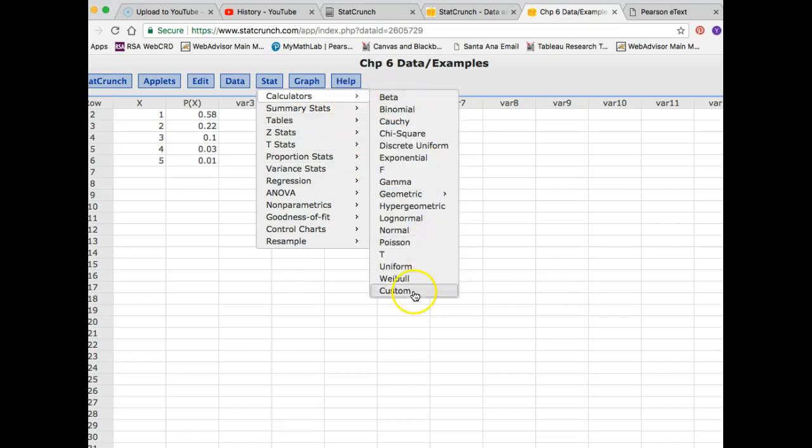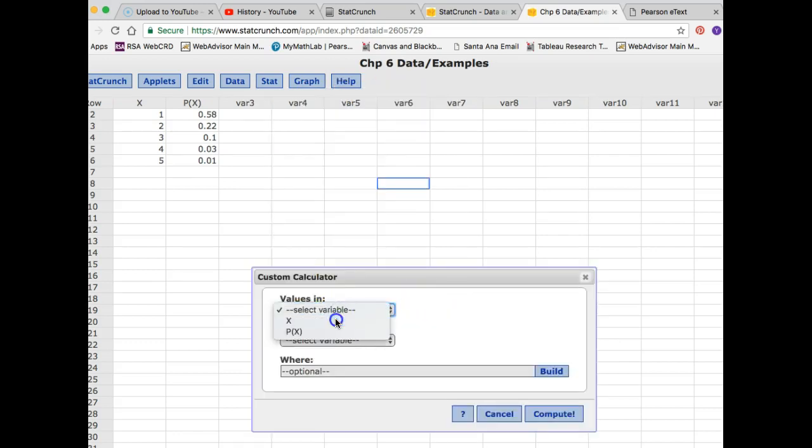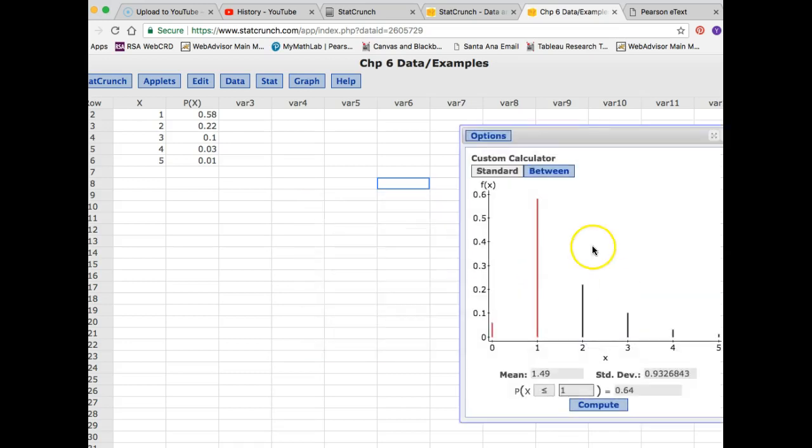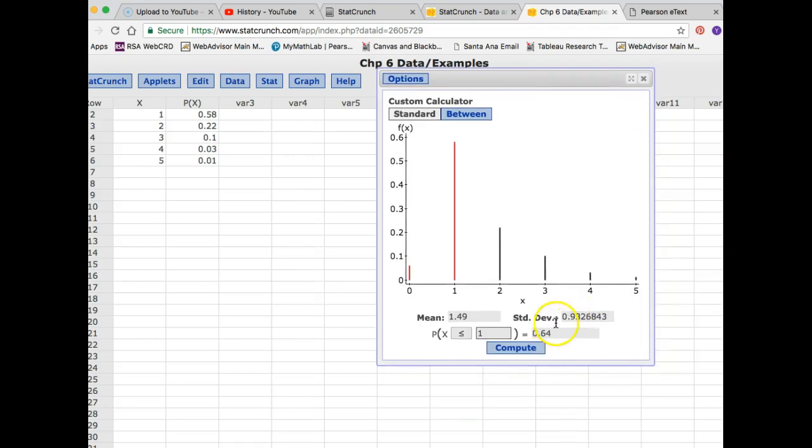Calculators, custom calculator. Variables are in X, weights are in P of X, and this is very similar to finding your grade point average, a relationship or group data. And then just compute. In this case, right here would be the mean of that. So we would expect people to watch 1.49 movies. Here's a standard deviation, which we're going to get in the next section, but we'd get it the same way.